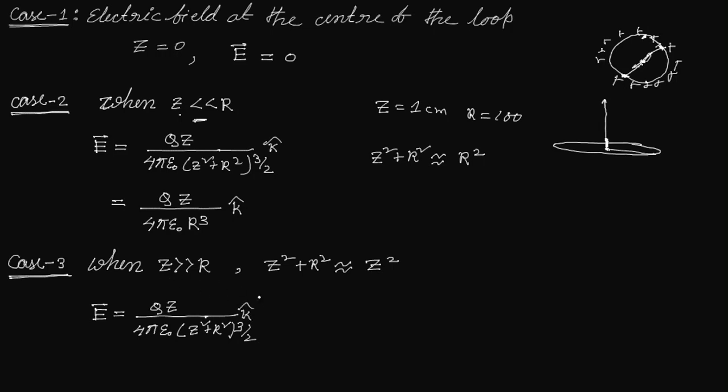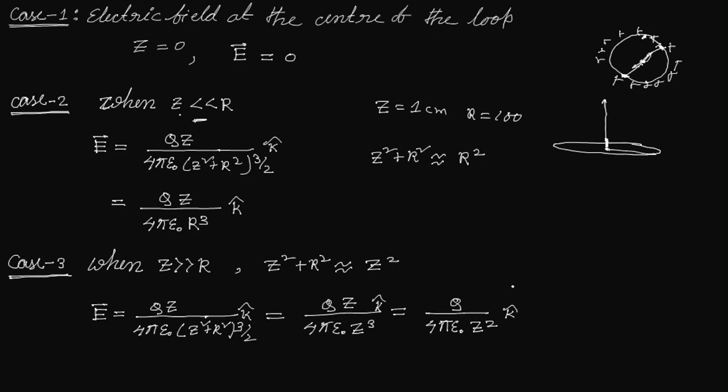Now when z is much greater than r, we can replace z square plus r square with z square. When you replace it, what do we get? We get qz divided by 4 pi epsilon naught into z cube. From the denominator and numerator we can cancel out z. So we get q divided by 4 pi epsilon naught into z square, into k cap.